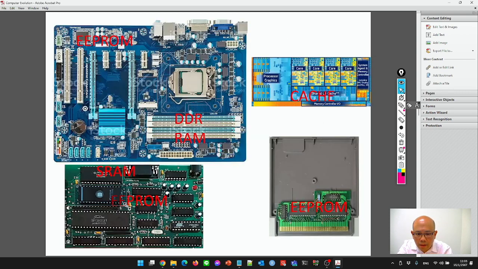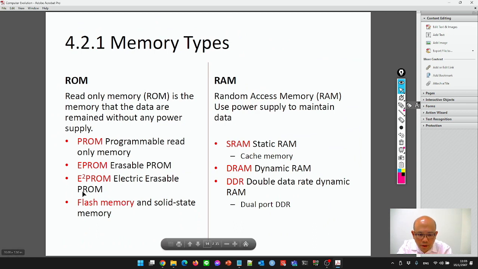Okay, now for the flash memory, this is developed from EEPROM by using electricity to erase, and flash memory improves the read and write speed, and also the chip makers developed it until the solid state memory.